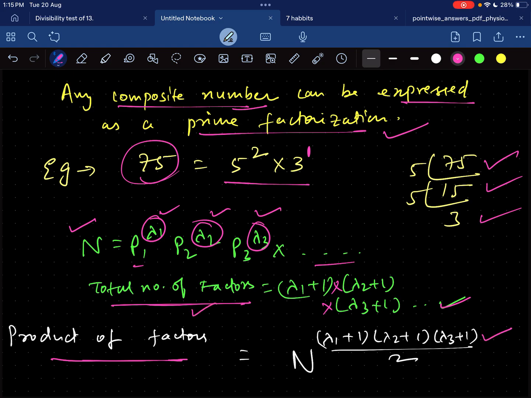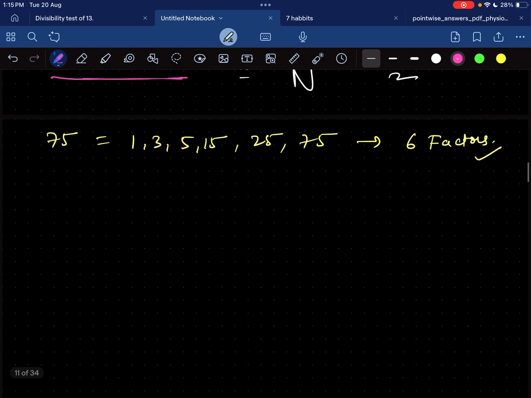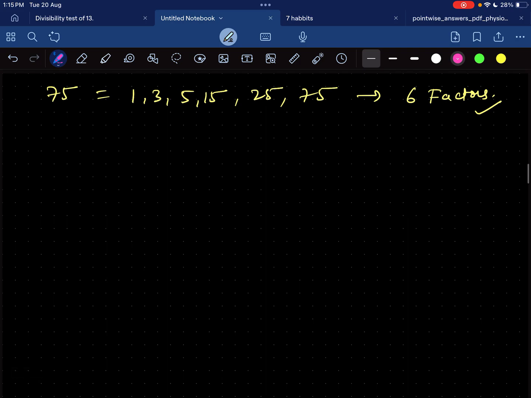This is the total number of factors, (lambda 1 plus 1), (lambda 2 plus 1), (lambda 3 plus 1) in multiplication form, divided by 2. Let's see this and understand it in a better way. Suppose the number is 75. These are the factors of 75: 1 is a factor, 3, then 5, then 15, then 25, then 75. So total 6 factors are there.